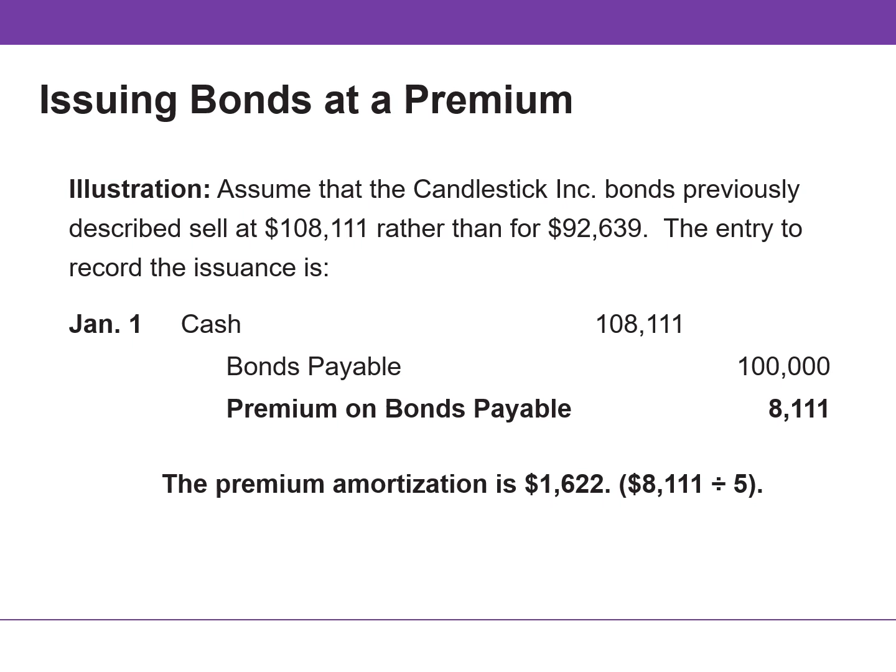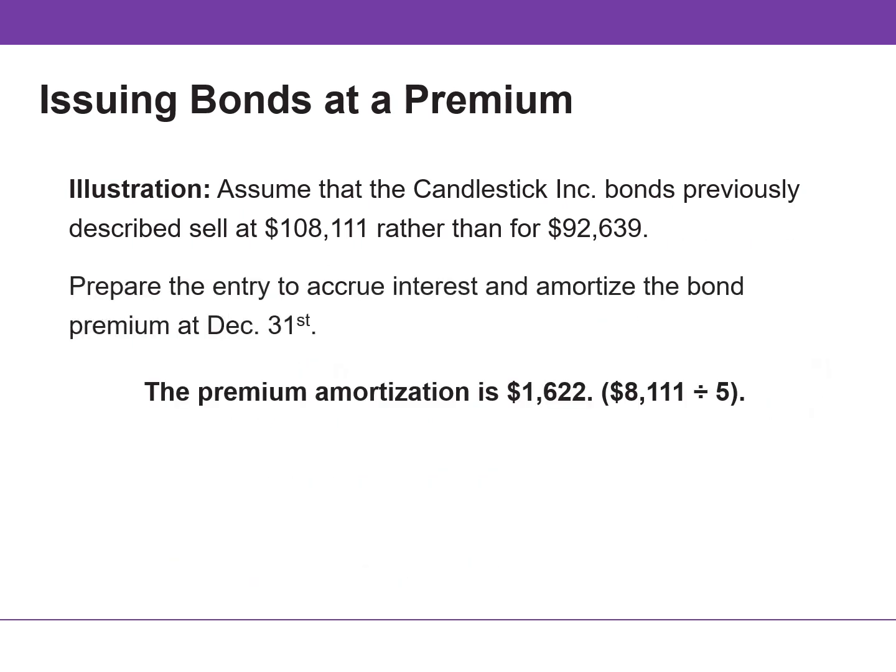This amount was found by taking the premium on bonds payable of $8,111 and dividing that by the 5 interest periods or 5 years. For simplicity, we rounded to the nearest dollar. This amount will be subtracted from the interest payment to arrive at interest expense. The interest payment remains the same, or $10,000.